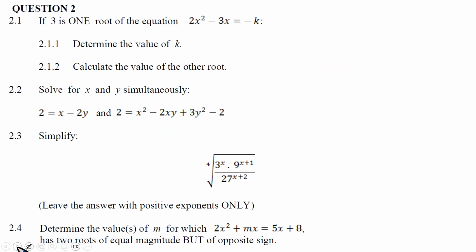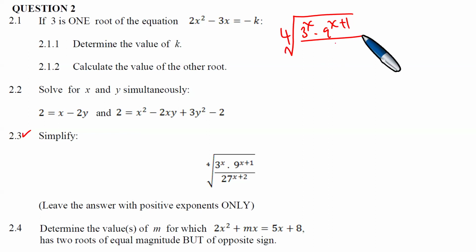Next question is 2.3. In 2.3, we need to simplify this one. So if you need to simplify the fourth root, okay, we're looking at junior exam preparations here. Fourth root of this to the power that 27 to the power x plus 2.